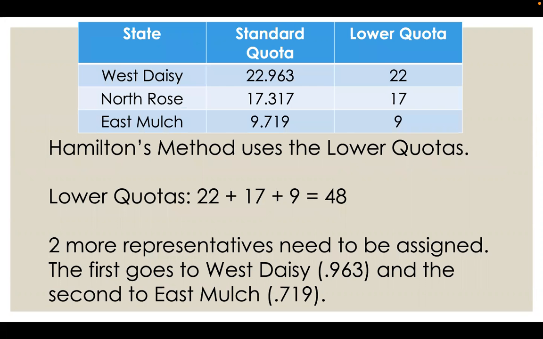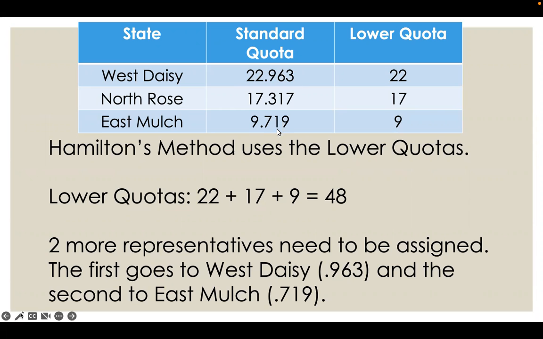So in our population here, you can see that our lower quota is 22, 17, and 9. So if I add those together, I get 48. But remember, I need 50 total representatives. So 2 more representatives need to be assigned.